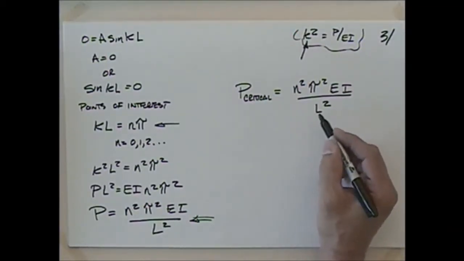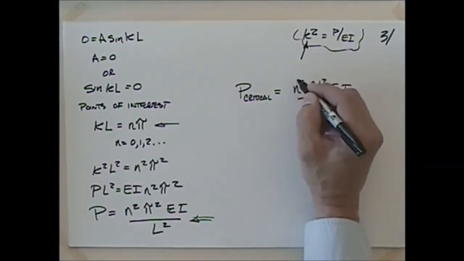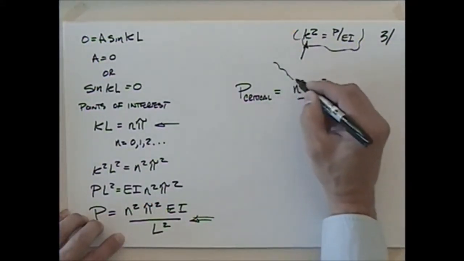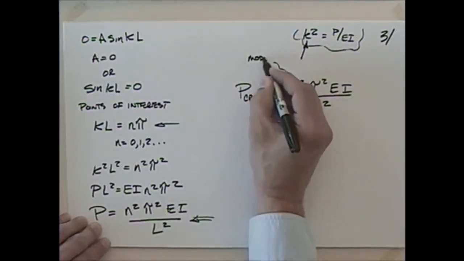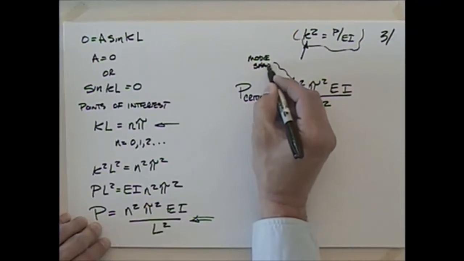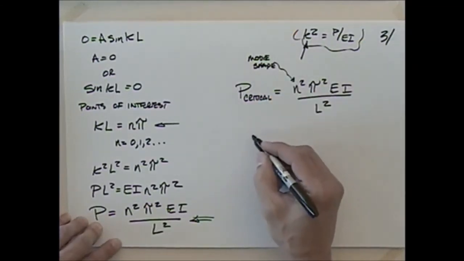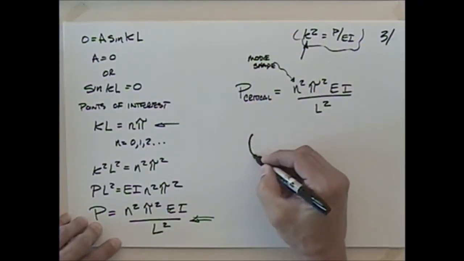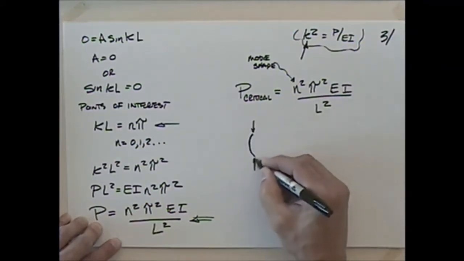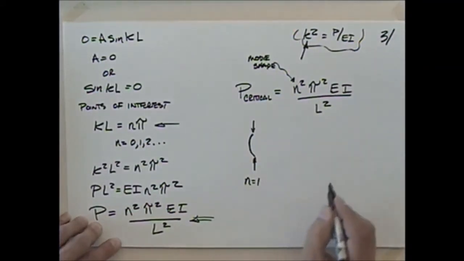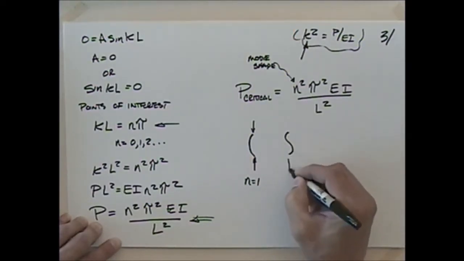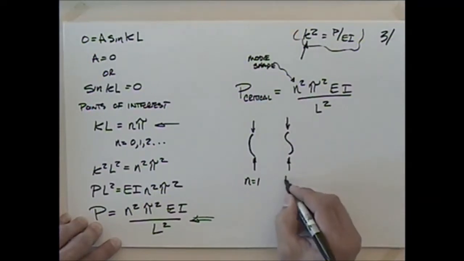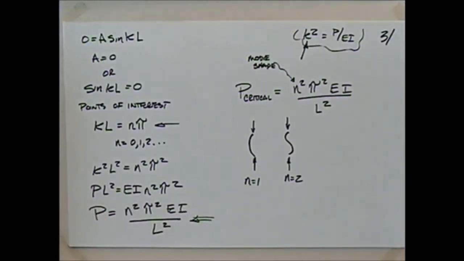L would be the length of the column. And N, that's the only thing that may be a little bit confusing to see what that relates to in a practical sense. That's the mode shape. So if we look at a column that is loaded like this, that would be N is equal to 1, the first mode shape. If we look at a column that does something like this, that would be N is equal to 2, second mode shape. You might say, well, we'd never get to second mode shape because it would fail at first mode shape.